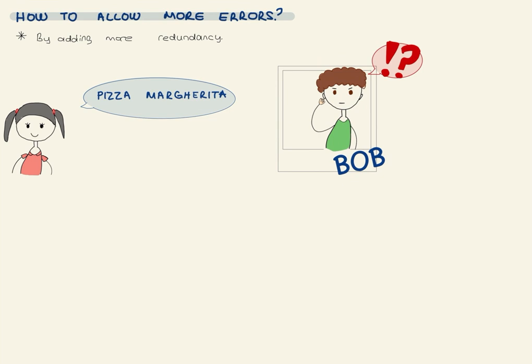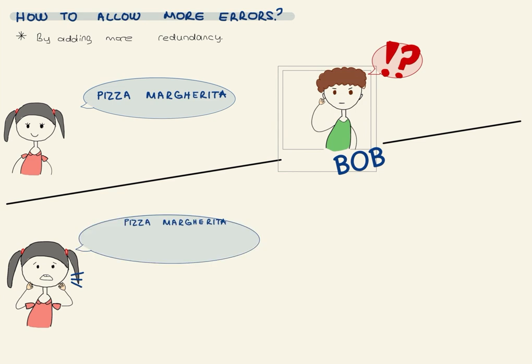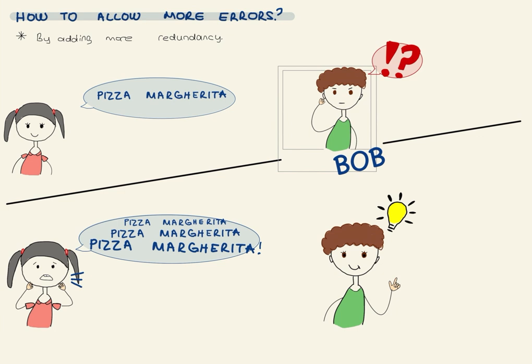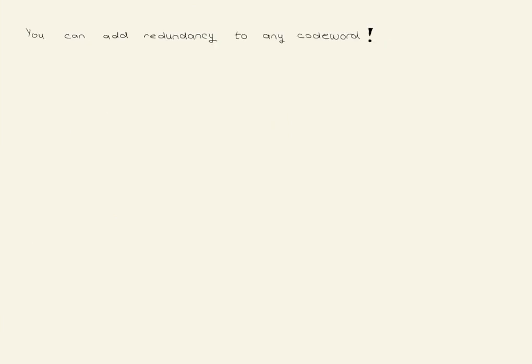Yes, Bob cannot hear her and she is really impatient. She tries again. Pizza margarita, pizza margarita, pizza margarita. Uh-huh, says Bob. She wants pizza margarita. Problem solved. Indeed, you can add redundancy to any code word. For example, for this one, you can repeat each digit 3 times and obtain the second one. And if the 0 in the 5th position is transmitted as 1 as a result of a mistake, the zeros in the 4th and 6th positions help us to correct it.